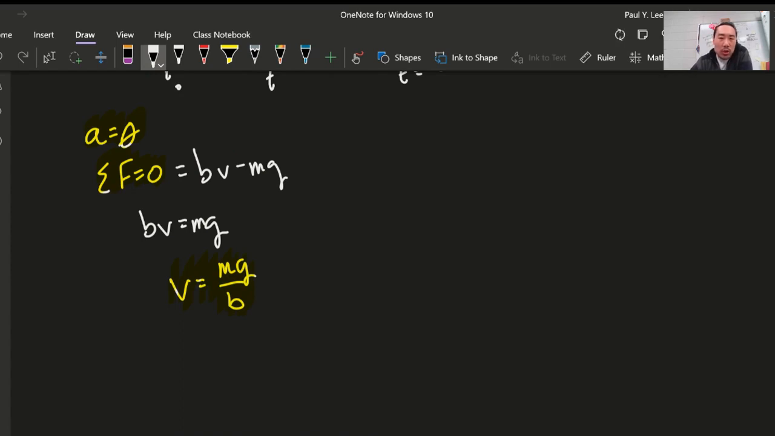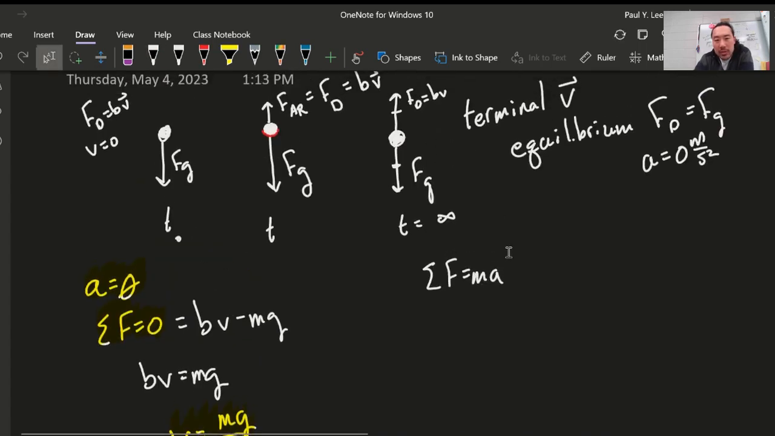However, I also want to show you how you can get to it through differential equations. So let's start off with that. We're going to start off with F equals ma. And the free body diagram that we're going to reference is the middle part. So this could be at any time other than your initial drop and any time that is not infinity.